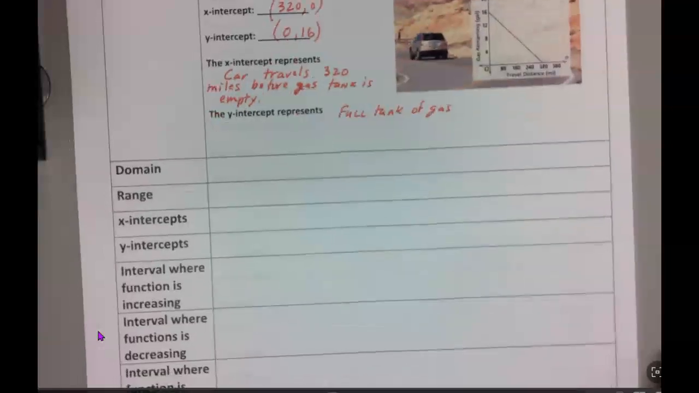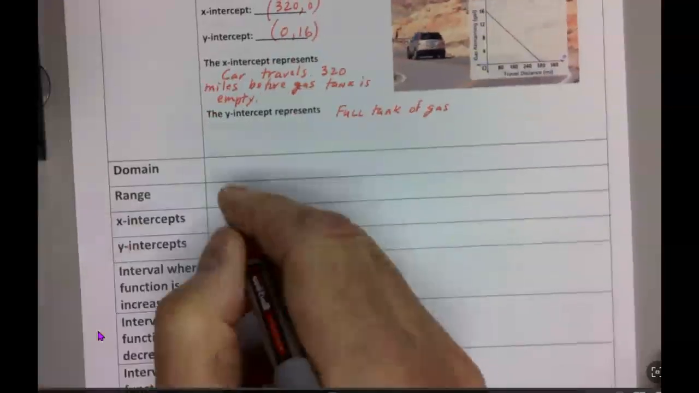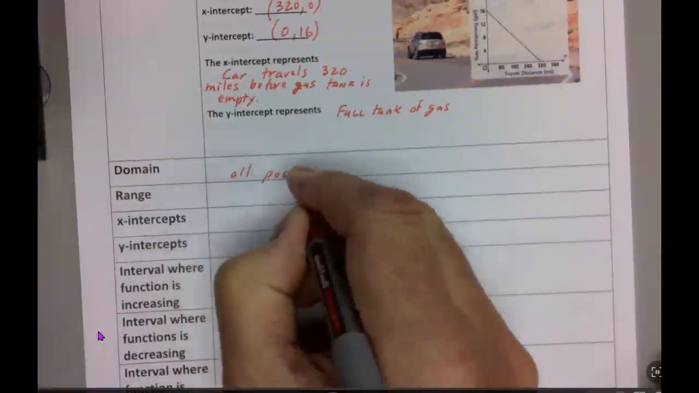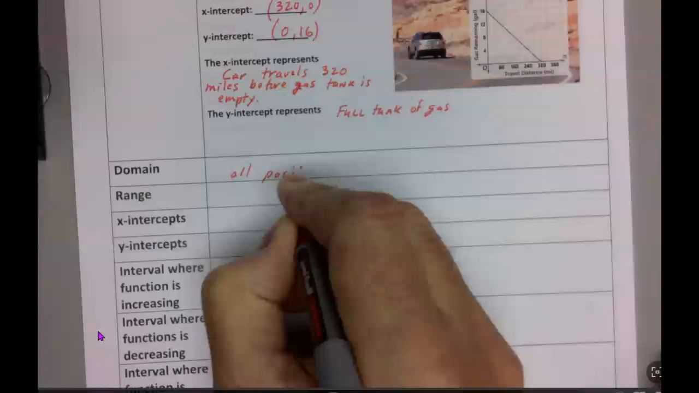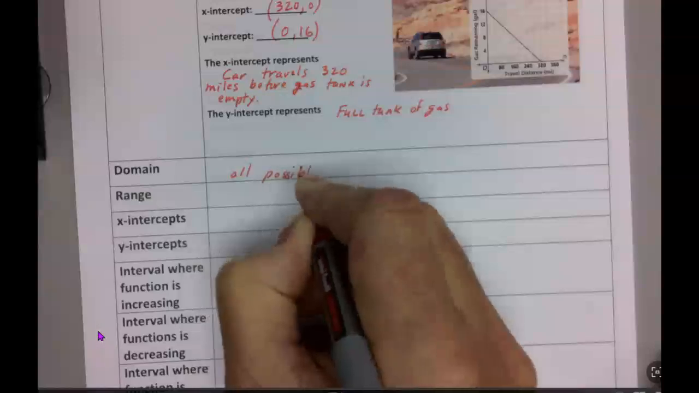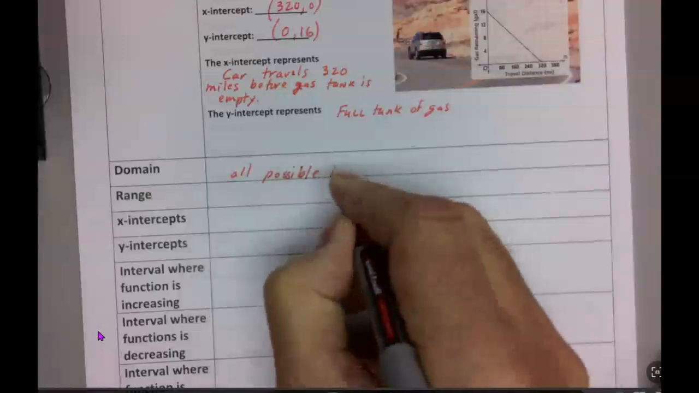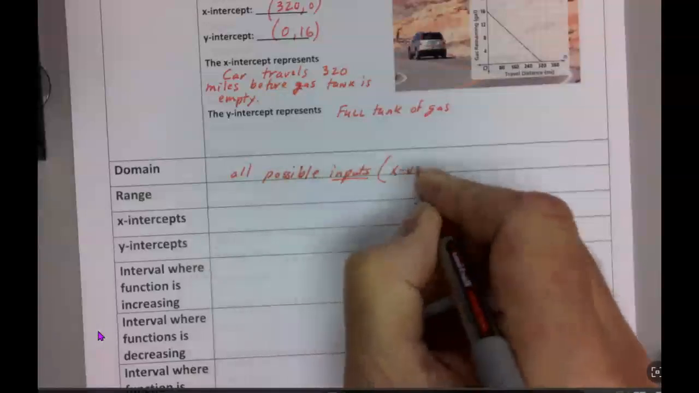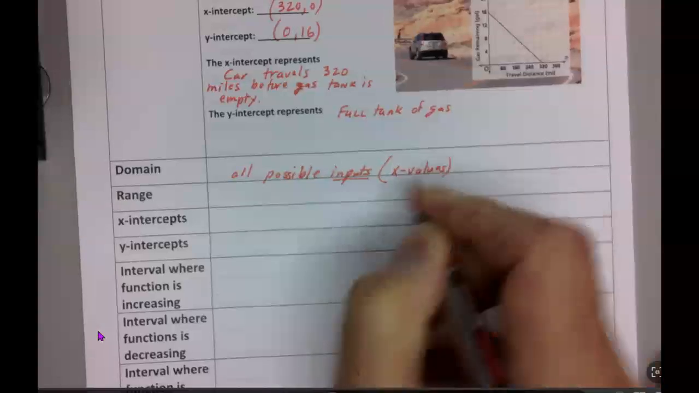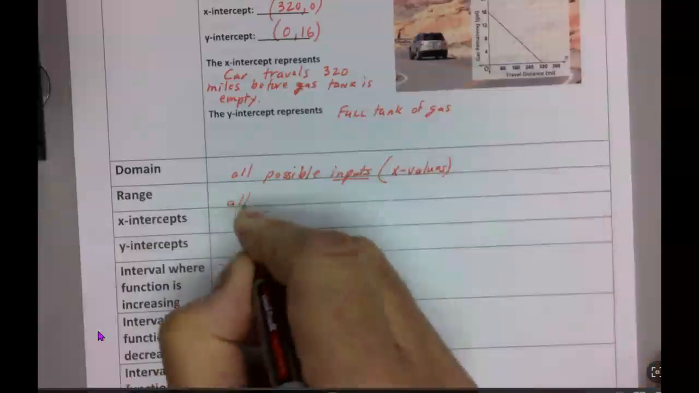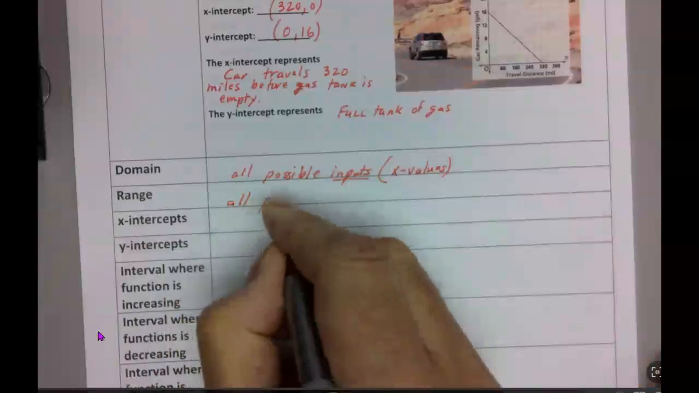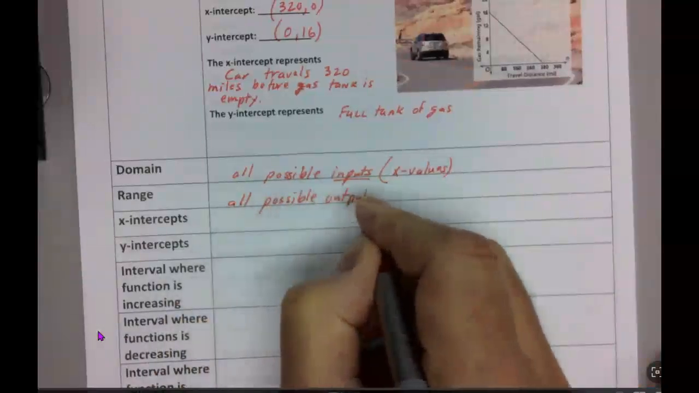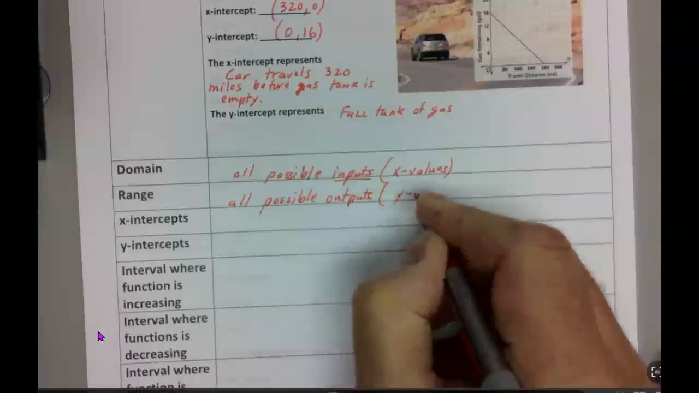The domain, of course, remember, is all the x values, so it's all possible inputs. Those are the x values. The range is all possible outputs. The y values.